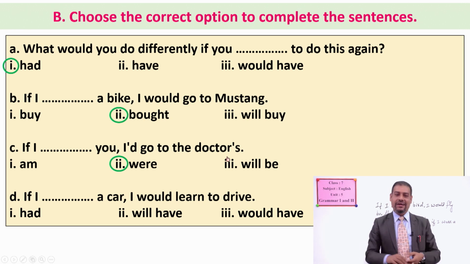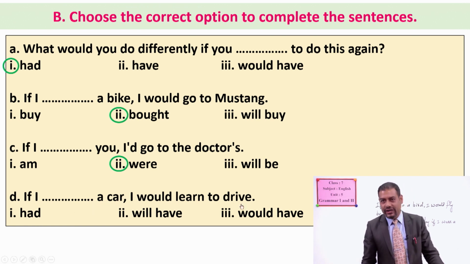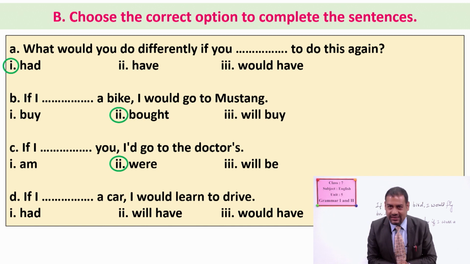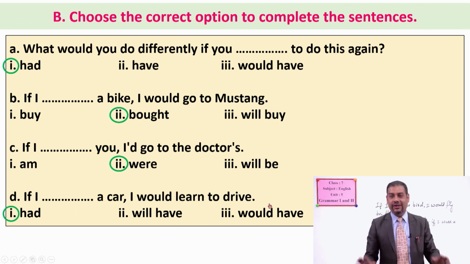Is it clear, all of you? Now next one we have is number D. If I blank space a car, I would learn to drive. Now again you have to look at the second part here. Would plus infinitive. It means that again you have to supply here simple past. So which one is the simple past form of the verb? Can you tell me? Is it had or will have or would have? Now all of you tell me your answer. Yes, this is, if I had a car, I would learn to drive. Okay. I hope you all have done it very correctly. If you all have done it correctly, now all of you clap for yourself.